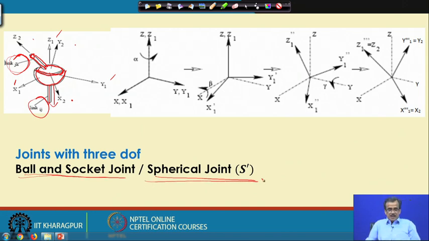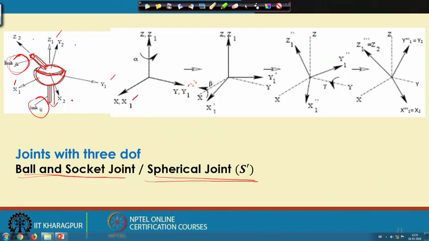Now, let us try to find out what should be the degrees of freedom of this ball and socket joint or spherical joint. Before I do that, let me once again mention that this type of joint is generally used only in parallel manipulators, but not in serial manipulators. Now, let us try to understand why it has 3 degrees of freedom.